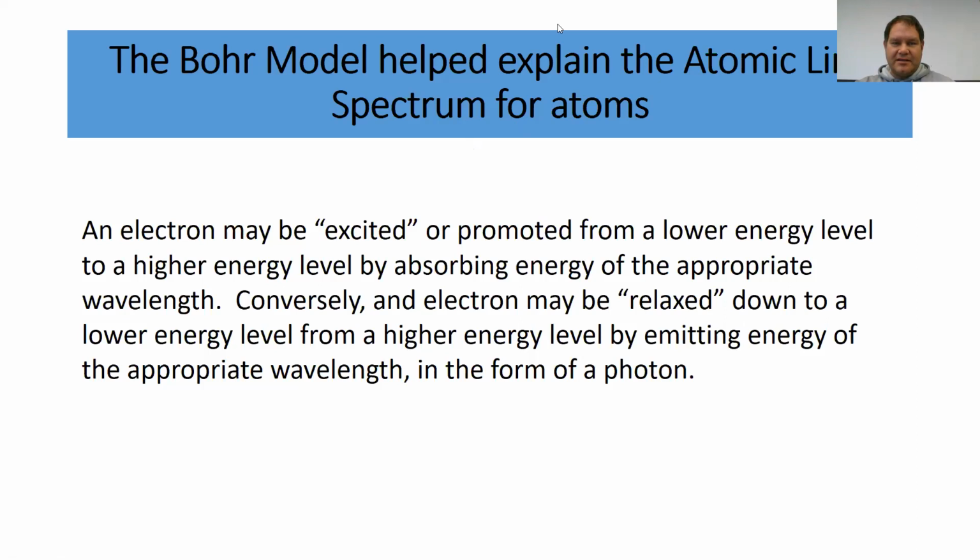I'm going to highlight a couple things. An electron may be excited, and we will use the term excited here to talk about an electron that is going to be promoted from a lower energy level to a higher energy level. Remember, it's kind of like quantum leaping or jumping, as it absorbs an appropriate amount of energy or wavelength. Conversely, an electron may be relaxed down to a lower energy level from a higher energy level by emitting energy of the appropriate wavelength in the form of a photon. Keep this statement in mind as we continue on with our discussion here.